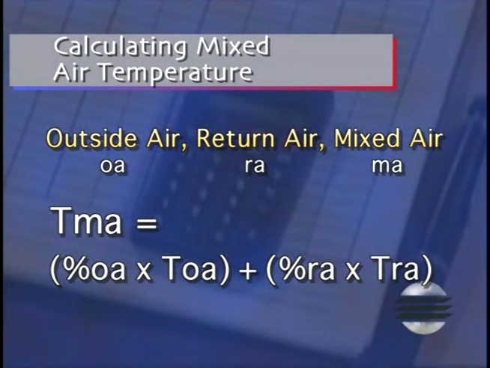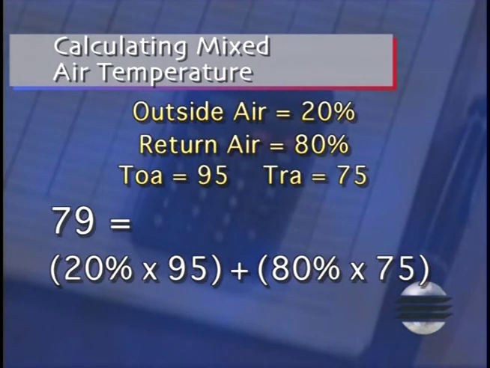To calculate mixed air temperature, the technician will use this equation. Temperature of the mixed air equals percent of outside air times temperature of the outside air plus percent of the return air times temperature of the return air. Since the required amount of outside air is 20%, the amount of return air is 80%. Therefore, to obtain the correct amount of outside air, the technician will adjust the outside air dampers until an average mixed air temperature of 79 degrees is measured in the mixed air plenum or at the filters.